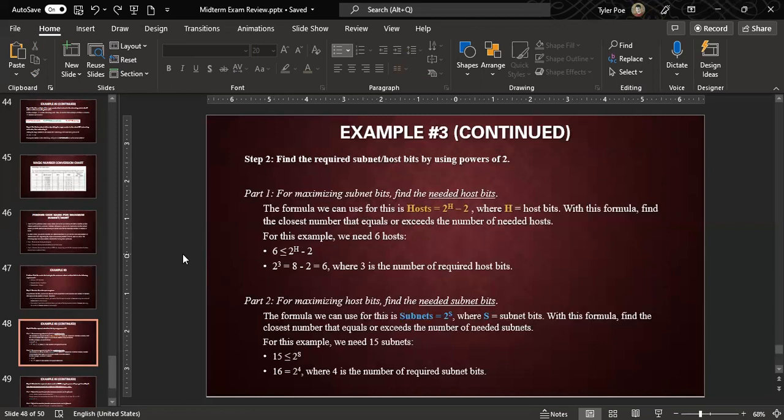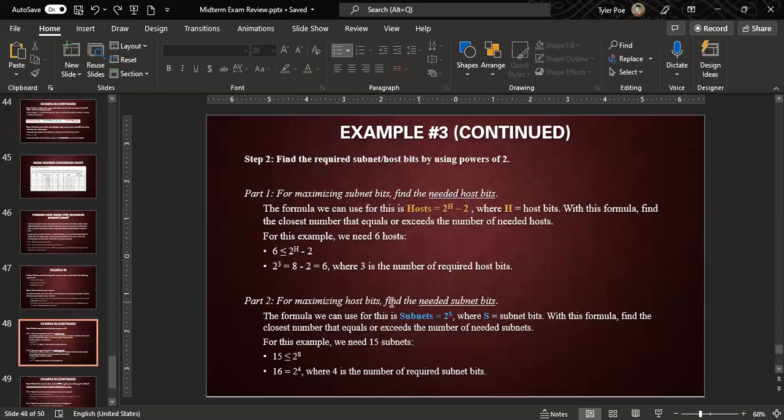So basically what you do is plug in different numbers here. You can try 1 or 2 or 3. Think of it as 3 is the answer because 2 to the power of 3 equals 8. Subtract 2 from it and it is 6, and this just meets our needed host bits.